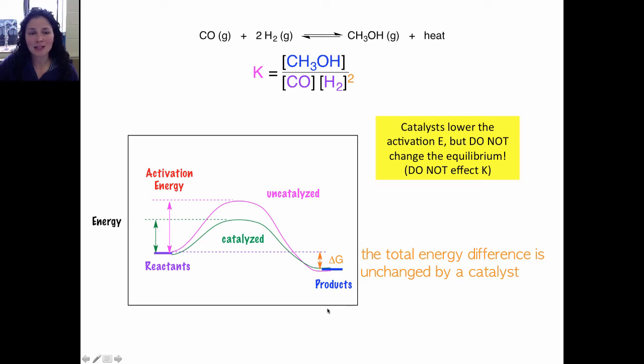Another way to think about this is that the catalyst doesn't change the amount or the identity of the reactants or the products, and so it doesn't affect the equilibrium. It only changes the rate at which the equilibrium is reached.